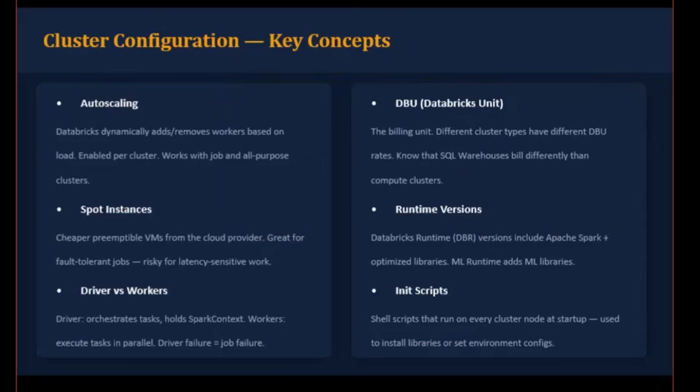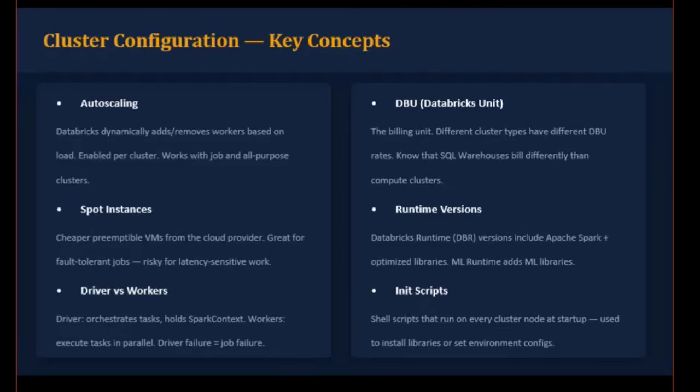Autoscaling. Databricks can automatically add and remove workers based on the workload. When there are more pending tasks than current capacity, it scales up. When the tasks complete and executors are idle, it scales down. This is different from CPU-based scaling. It's task-based. Autoscaling works on both all-purpose and job clusters.